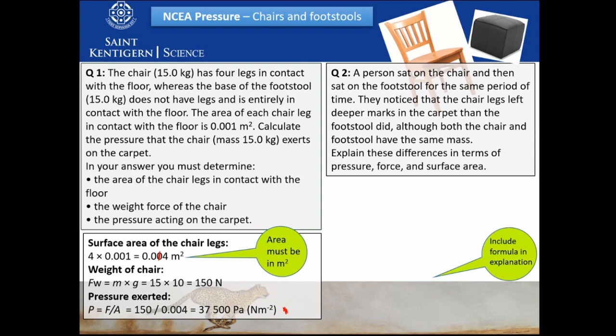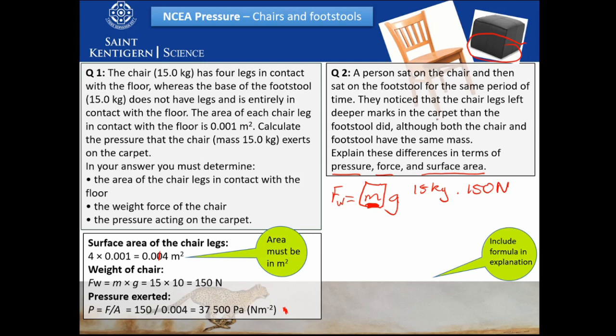Then the person sat on the chair and then sat on the footstool for the same period of time. They noticed that the chair legs left deeper marks in the carpet, and we know that that is because of the increased surface area. So explain this in terms of pressure, force, and surface area. So your force is the mass. Mass and downward acceleration plays a big role. But both of these have the same downward force. And you know that because they're both 15 kilograms, which makes it 150 Newton.